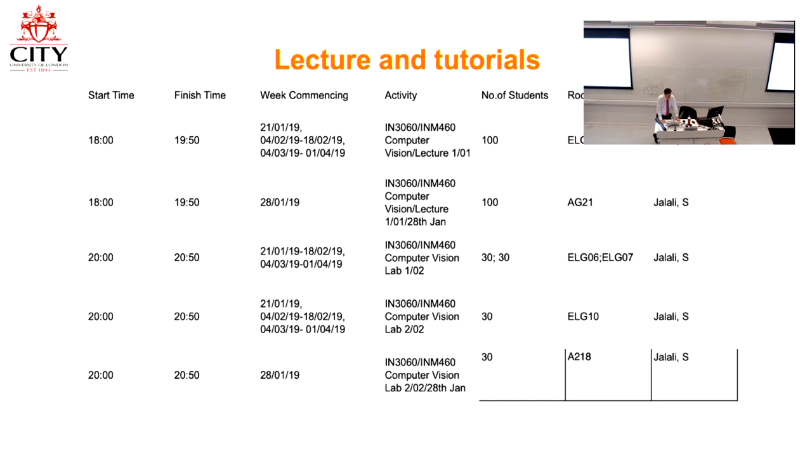So this is the timetable for the location of the class, and only next week, for some reason, this room is booked and they have assigned us to a different room. We will be in AG21 next week, but for the rest of the module we will be here. The labs are also the same. We have ELG 06 and 07 and 10. But for next week, there won't be ELG 10, and we will have A218 instead of that.